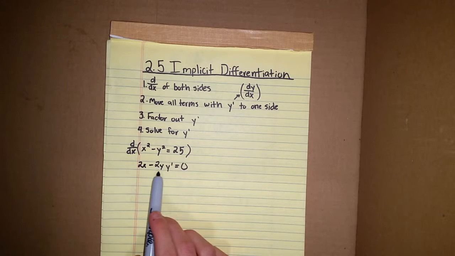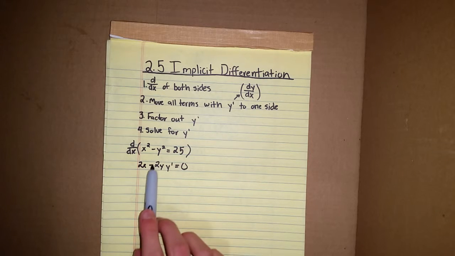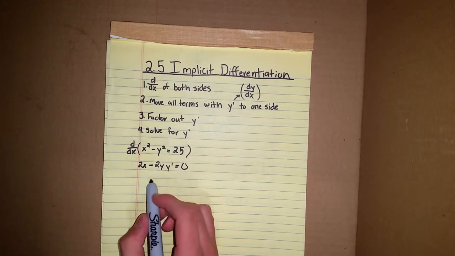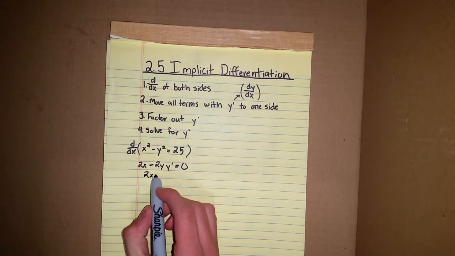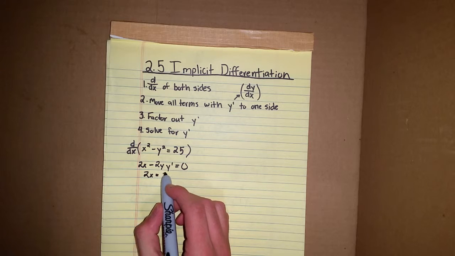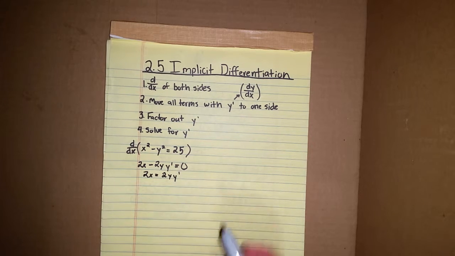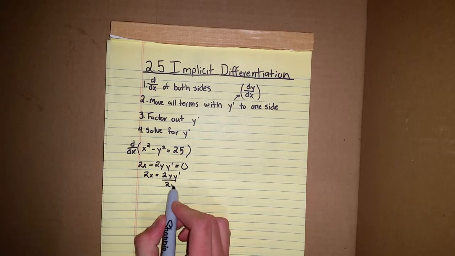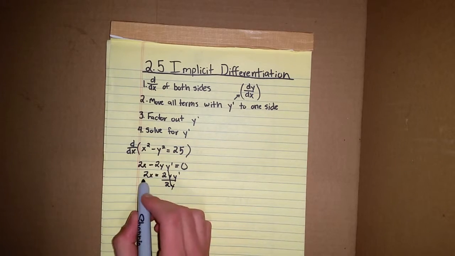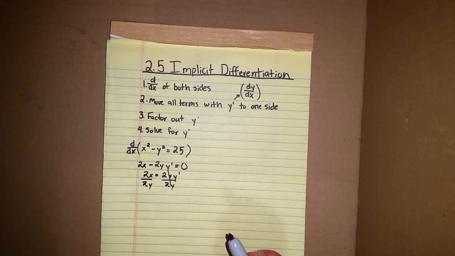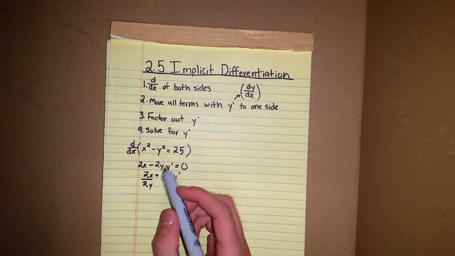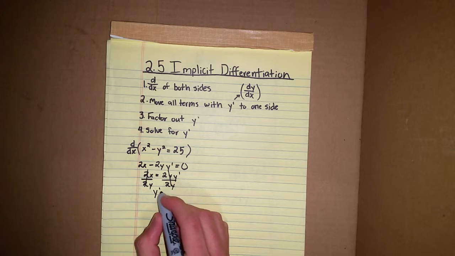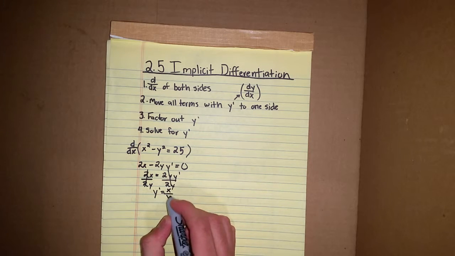So we want to move all terms with y prime to one side, so I'm going to rewrite this as 2x is equal to 2y y prime. Next, I'm just going to solve for y prime, so divide by 2y, divide by 2y, let's cancel, just left with y prime equals x over y.